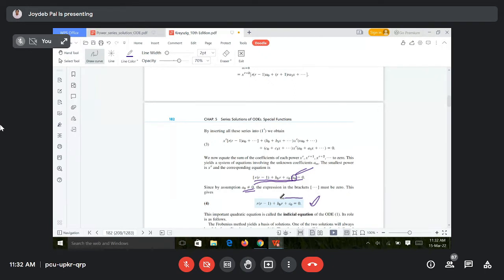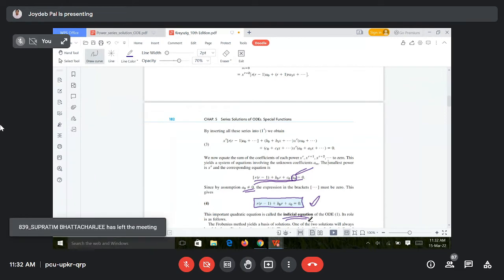That is an important equation in Frobenius method. It is called indicial equation. So how to get indicial equation? If I ask how to get indicial equation, by comparing the coefficients of lowest degree term. Okay. Okay sir.